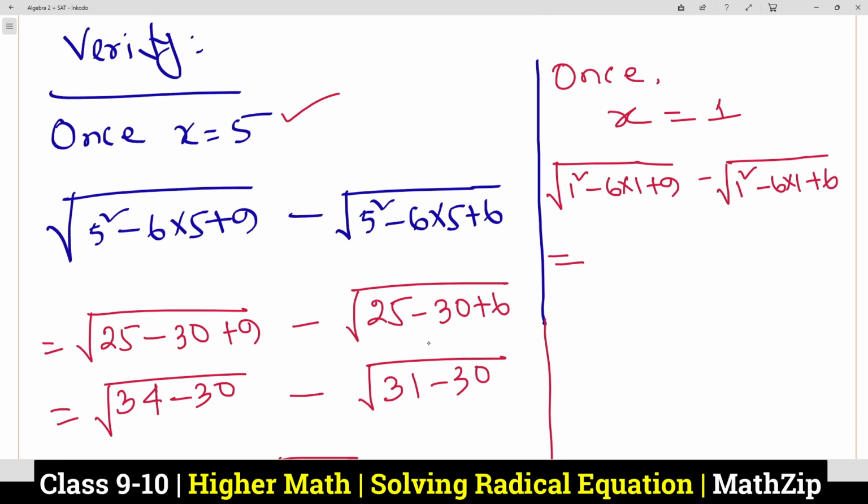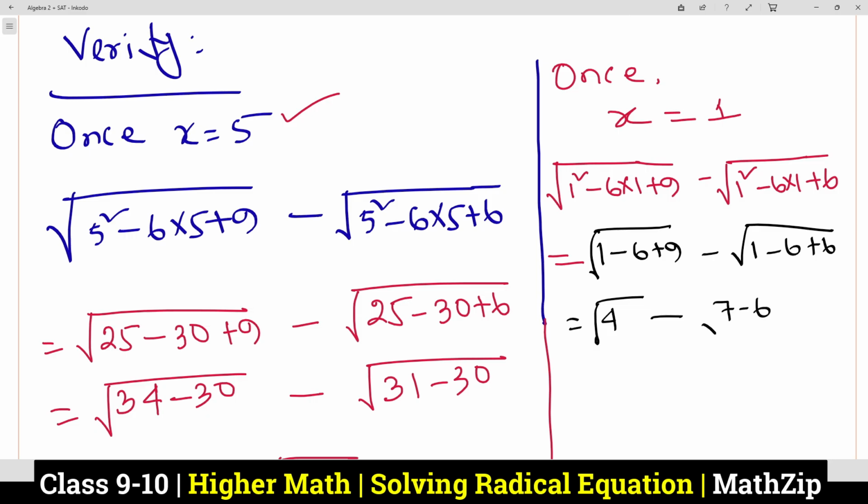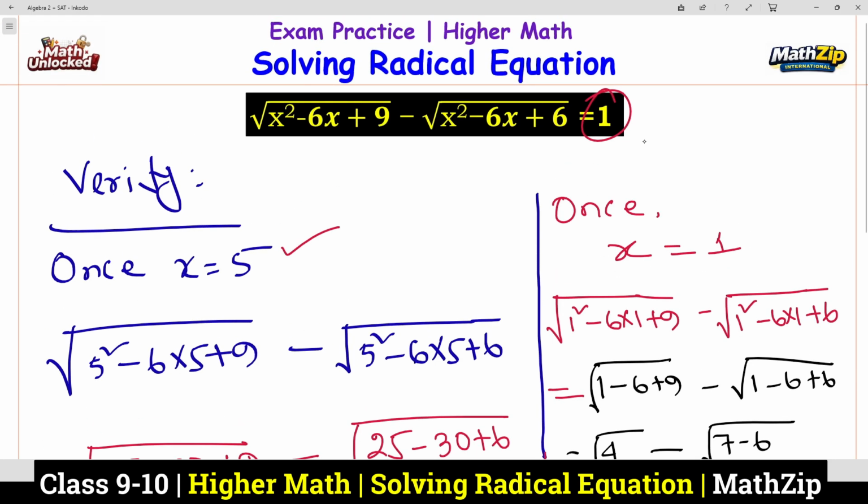Next one, here 1 square means 1, 6 times 1 is 6, plus 9, root over, minus, root over 1 minus 6 plus 6. Then 1 plus 9 is 10, 10 minus 6 is 4, root over 4, minus root over 1 minus 6 plus 6, which is 1. So root 4 means 2, minus root 1 is 1, and finally 2 minus 1 is 1. So we can say this one is also correct. So ultimately our answer is 5 and 1.